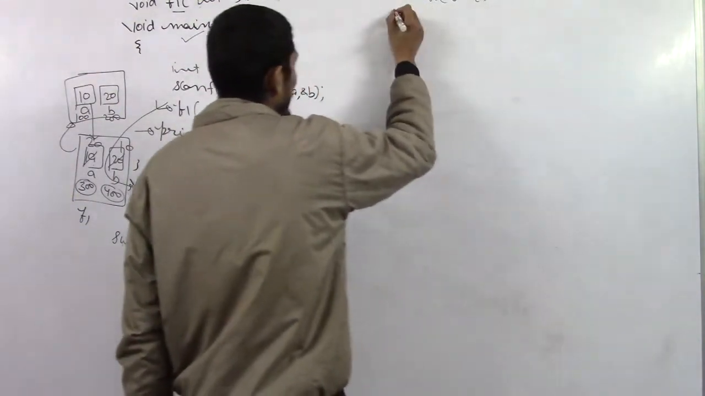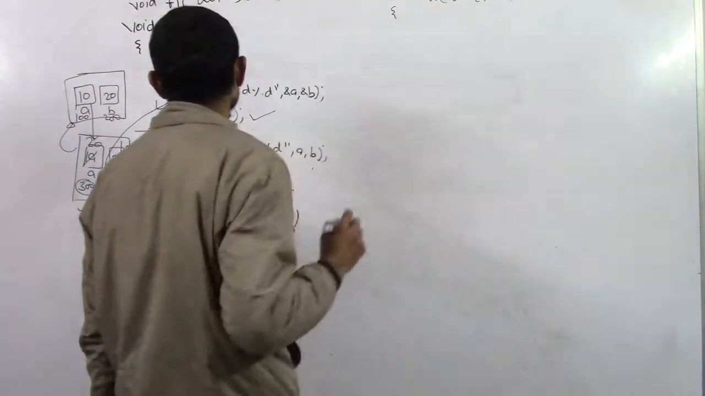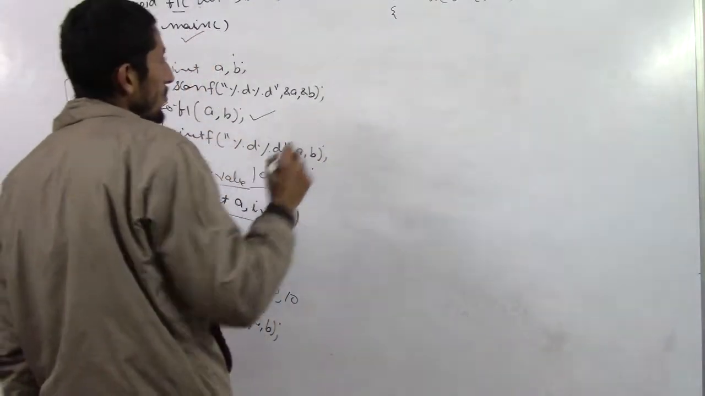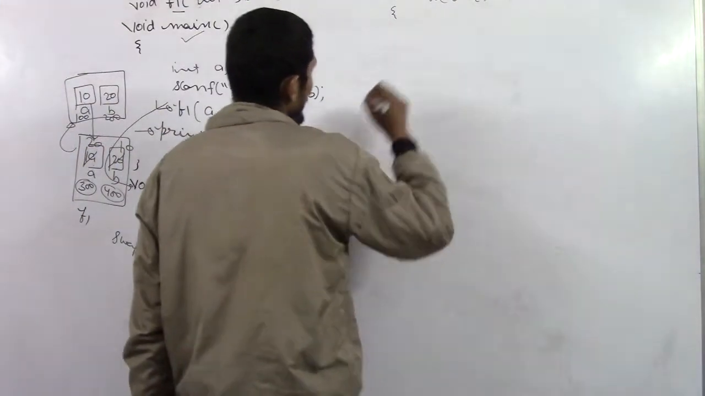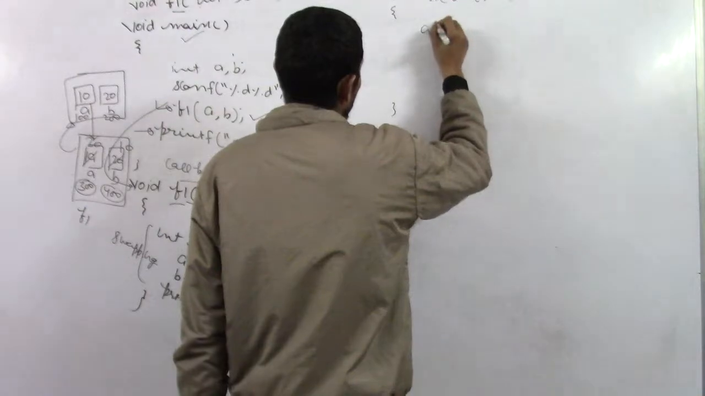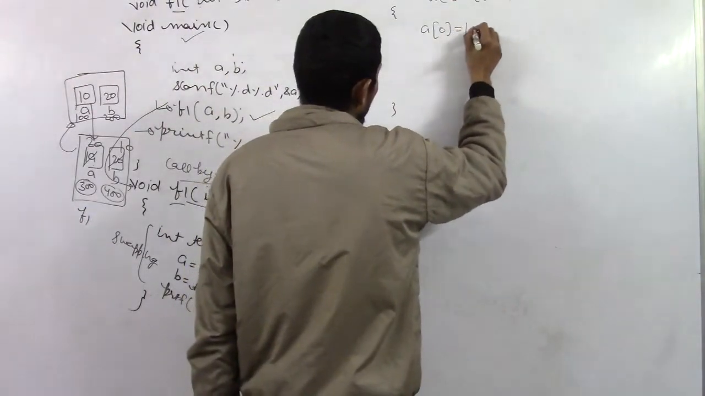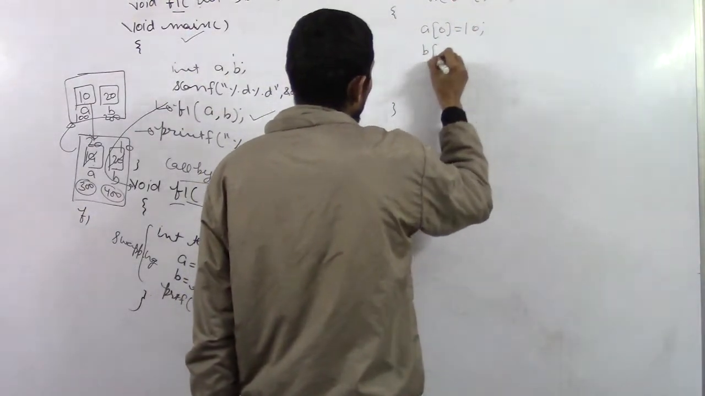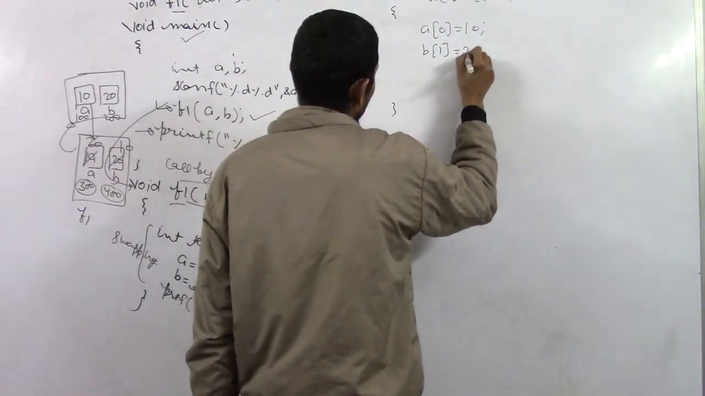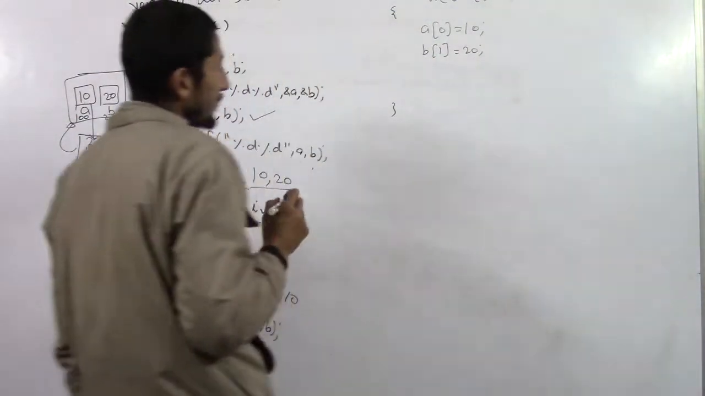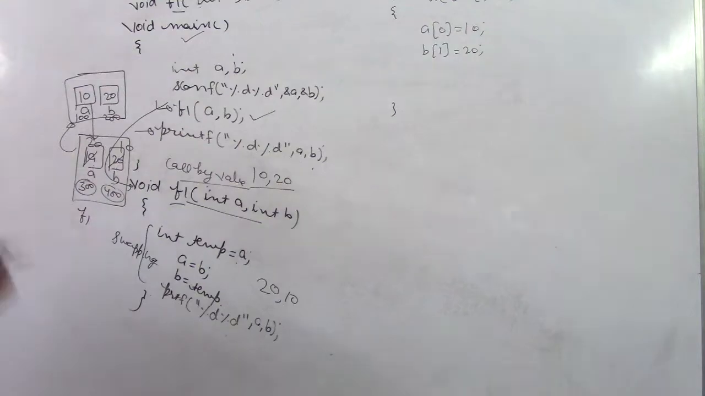So in order to call this one, you have to pass an array. Let me change the first value to 10 and the second value to 20. This function says: give me the array and I will change the first value to 10 and the second value to 20.